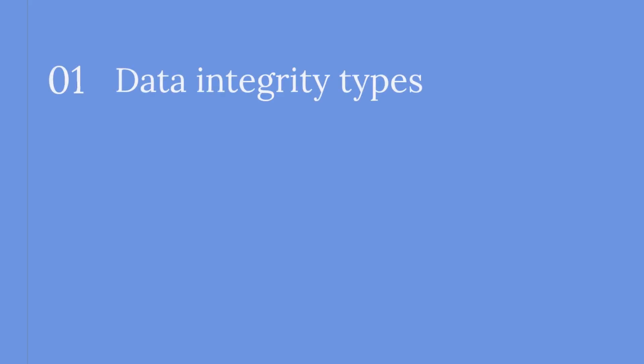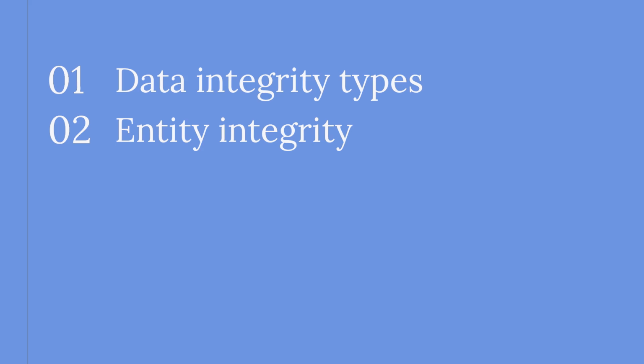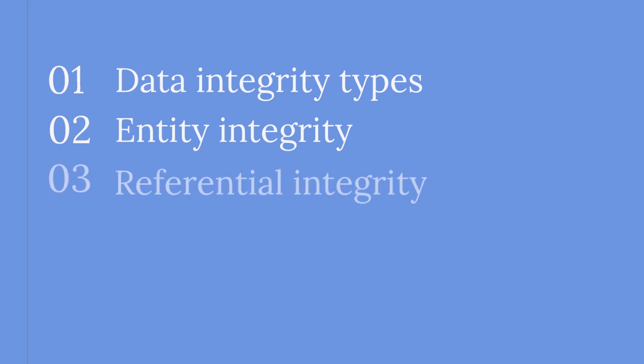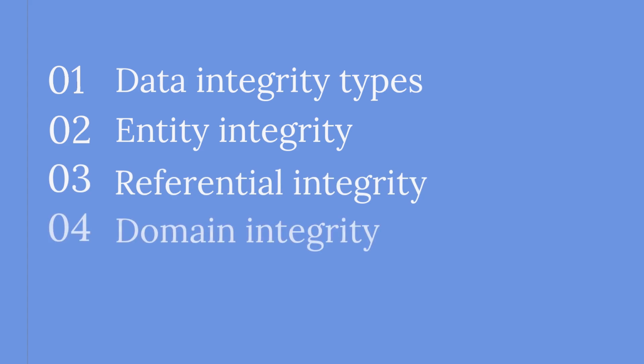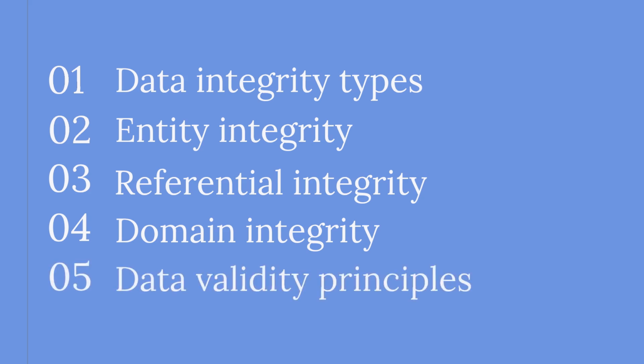Data integrity ensures accuracy and consistency within the database. Types include entity, referential, and domain integrity. These principles maintain data validity and reliability. Integrity constraints enforce these rules, preventing data corruption. Ensuring data integrity is essential for database reliability.